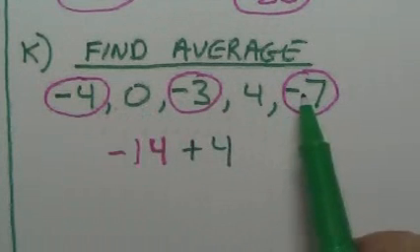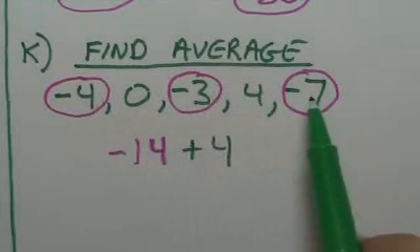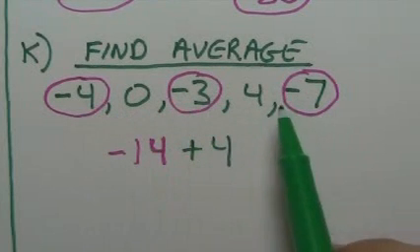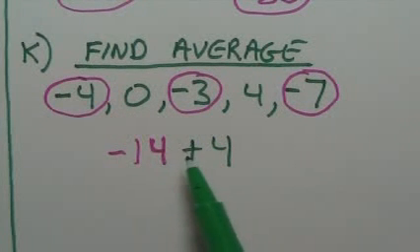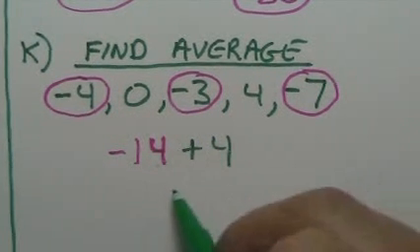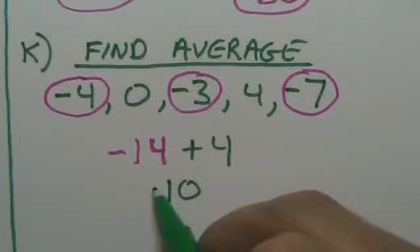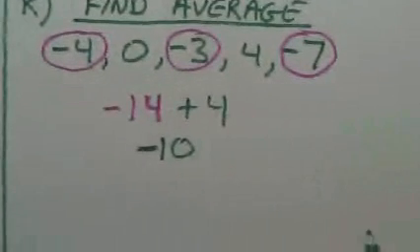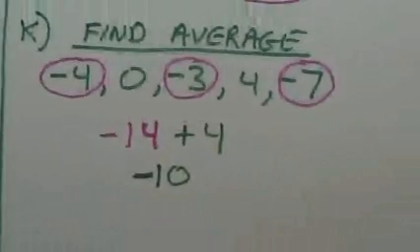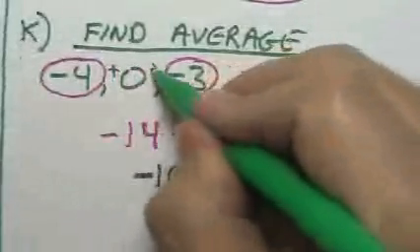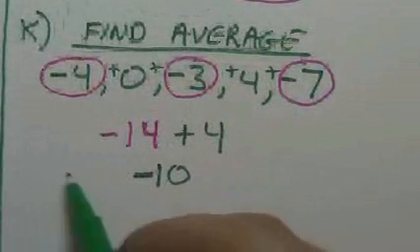I have to add all these up and then divide by 5, because there's 5 numbers. 1, 2, 3, 4, 5. Total them and divide by 5. So negative 14 and 4, they're different signs, so I subtract. 14 take away 4 is 10, and there's more negative, so negative 10. That's our total adding all those up. If you wanted to, you could have just put pluses in there and added it all up.